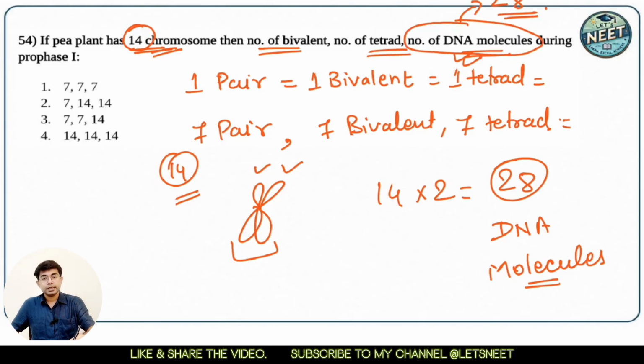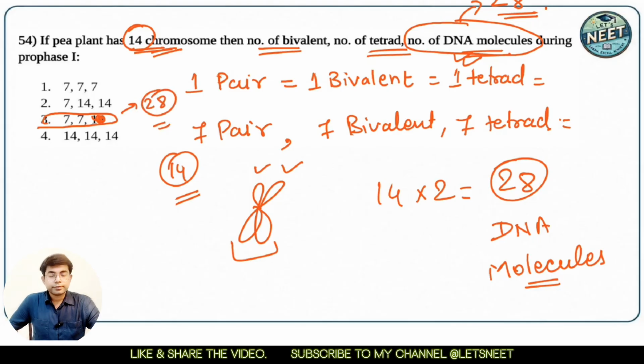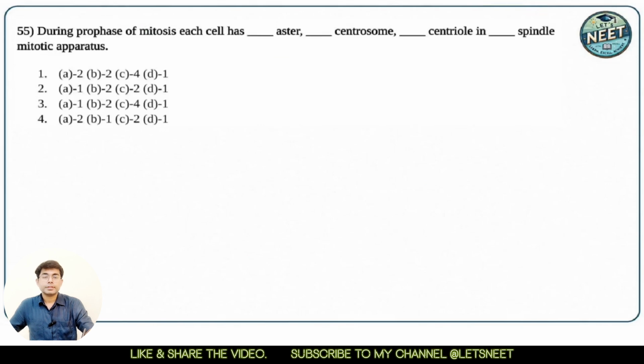So here if we see this, I think none of it is right. So here I think this is right, but 14 should be 28. Then it will be right. Right? Now next one. During the prophase of mitosis, each cell has how many aster, how many centrosome, centriole and spindle fiber.